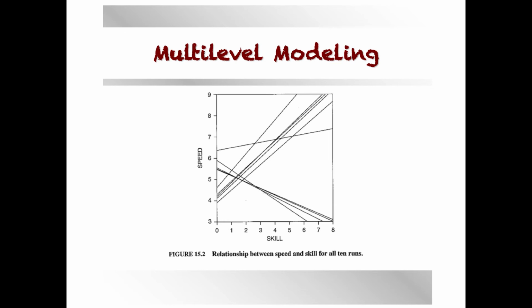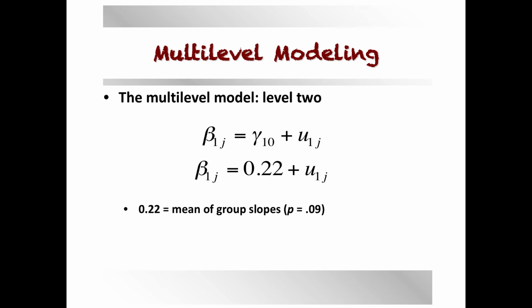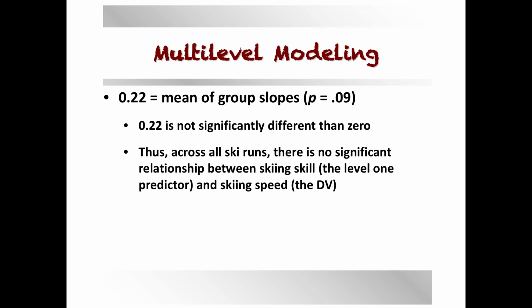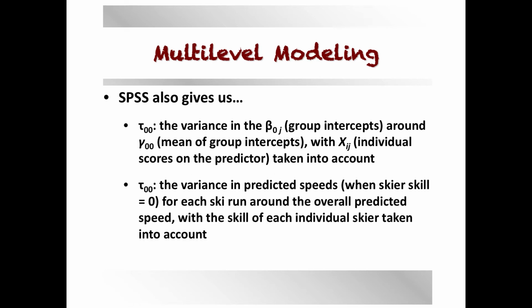However, once we break it down, right, we're going to see that some of them are positive, some of them are negative, and maybe individually those slopes will be significantly different than 0. So that's, again, what the multi-level modeling framework allows us to do. But for now, we'll say across all ski runs, the mean was not significantly different than 0, and we'll move forward. We're going to get a new tau 0,0. This is the same thing we saw before, the variance in intercepts, but it is the variance of intercepts while the predictor variable is now taken into account.